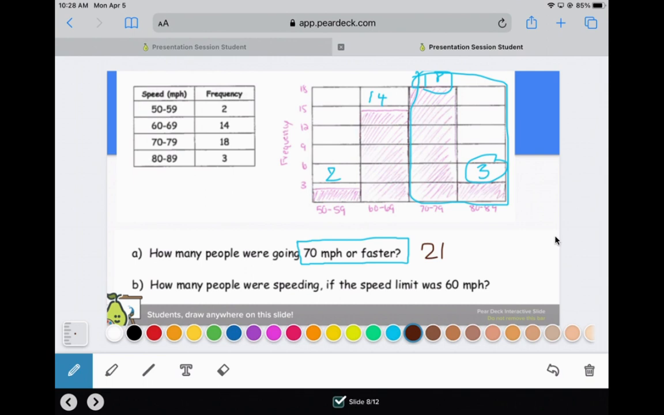Awesome. Now, how many people were speeding if the speed limit was 60? So be careful. If you think about speeding, that means you're driving faster than 60 miles per hour. So think about how many people are driving faster than 60 miles per hour. Look at the graph again. Which column do we look at?